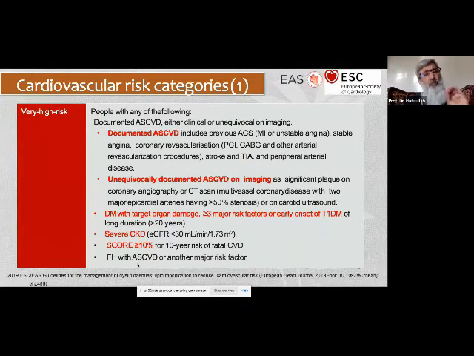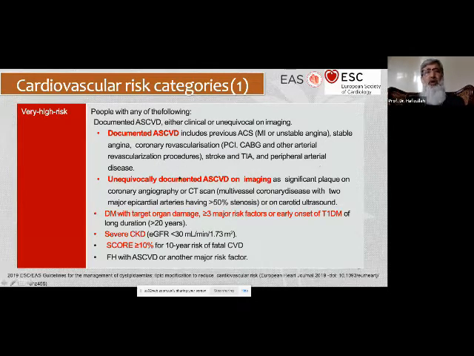So what is the population at very high risk? People who have documented coronary artery disease, or atherosclerotic cardiovascular disease, which means everybody who had a previous ACS, MI, or unstable angina, or those who have stable angina, or those who have undergone coronary revascularization, whether it's a PCI or a CABG or other procedures. On the brain side, anybody who had a stroke or a TIA, and people with peripheral arterial disease. So anybody who has documented cardiovascular, cerebrovascular, or peripheral arterial disease.